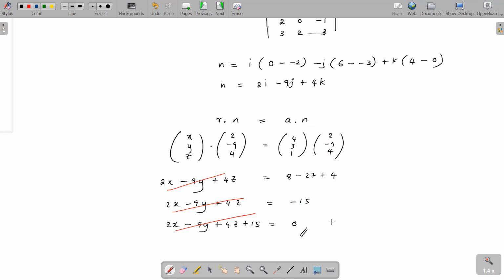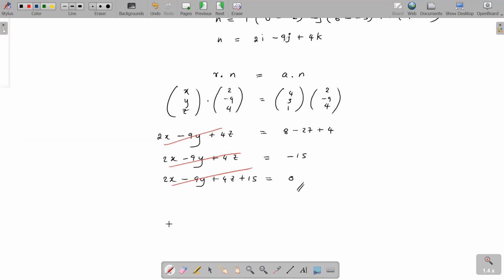So basically you need to keep your answer in the format r dot (2, minus 9, 4) equals minus 15. This is all you need to keep. This is the way they ask you to give the answer, so give it in that form. The question was to keep it in the form r dot n equal p. Okay.